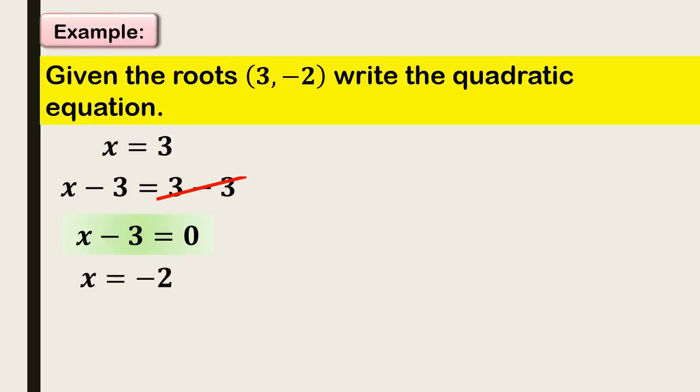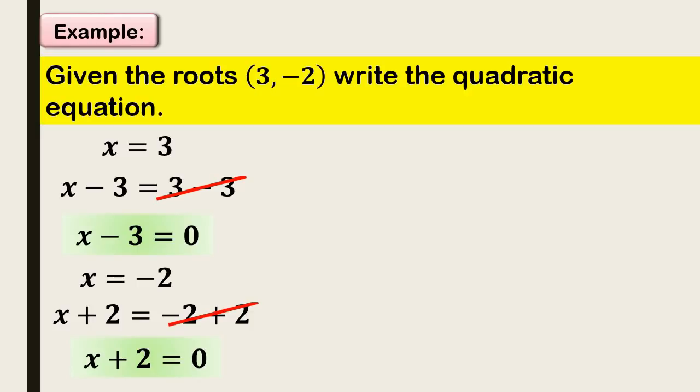Next, equate x equals negative 2 into 0. So, the negative 2, we need to move to the left side of the given equation and make it 0. Using APE, let's add positive 2 to both sides of the given equation. So, it will become x plus 2 equals negative 2 plus 2. Let's subtract negative 2 plus 2. So, the answer is x plus 2 equals 0. After we found the factors, what we're going to do is to use the FOIL method. So, we have here now x minus 3 times x plus 2 equals 0.